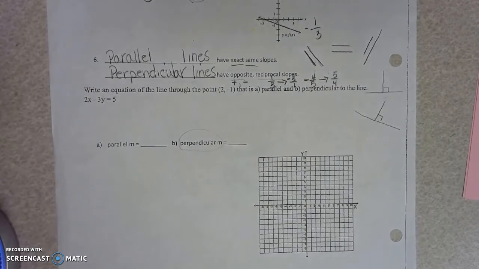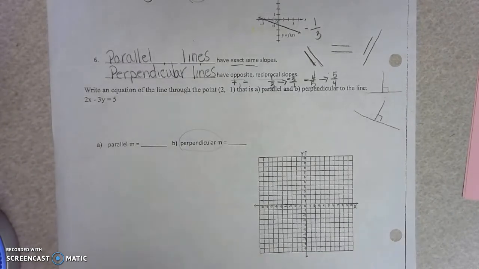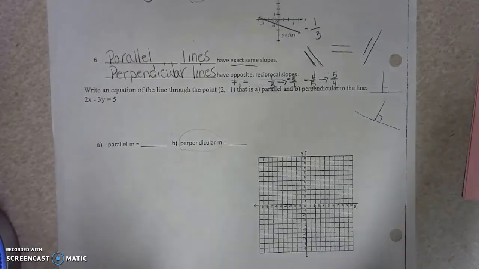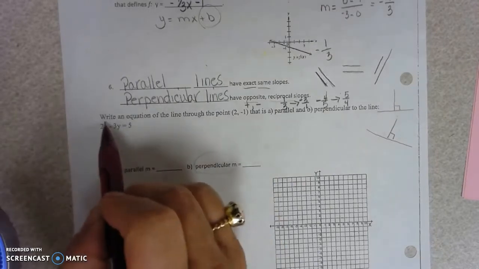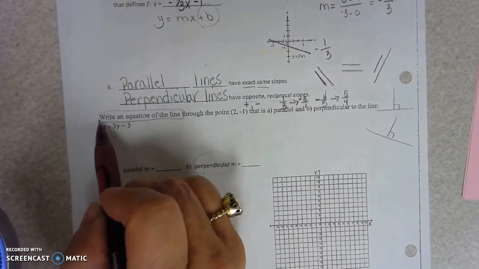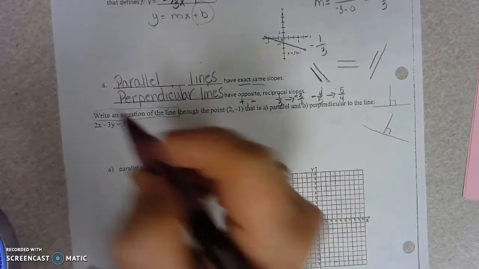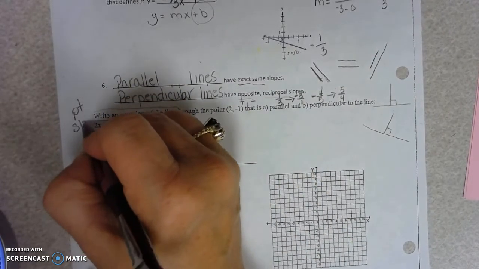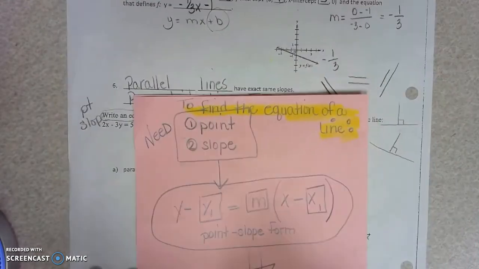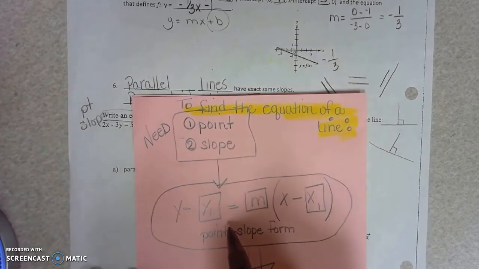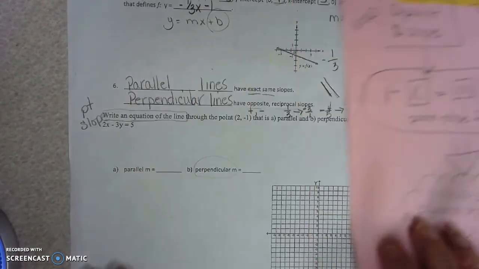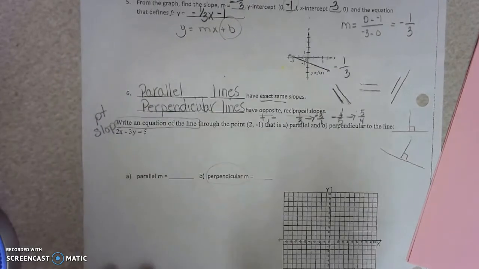So that information is useful if you don't have the slope of a line, or if you only have information in another line, but you've got to find the equation of its parallel. I'll show you what I'm talking about. Right here it says write an equation of the line. So obviously you need a point and the slope, just like my pink sheet says. Remember, to find the equation of a line, you need a point and slope, and we're going to plug it into point-slope form.